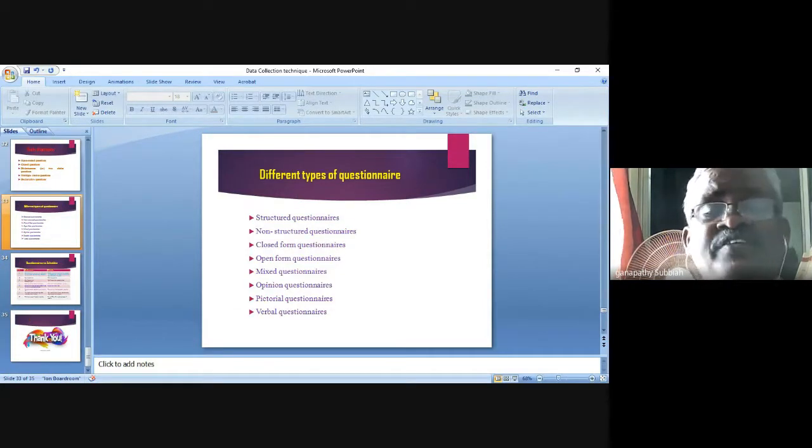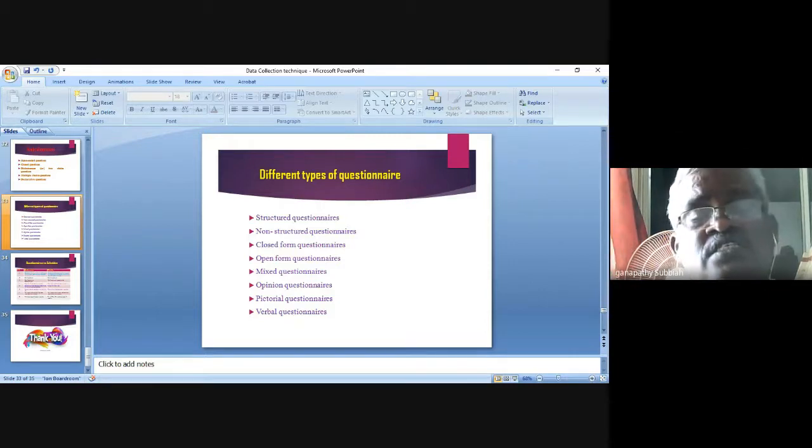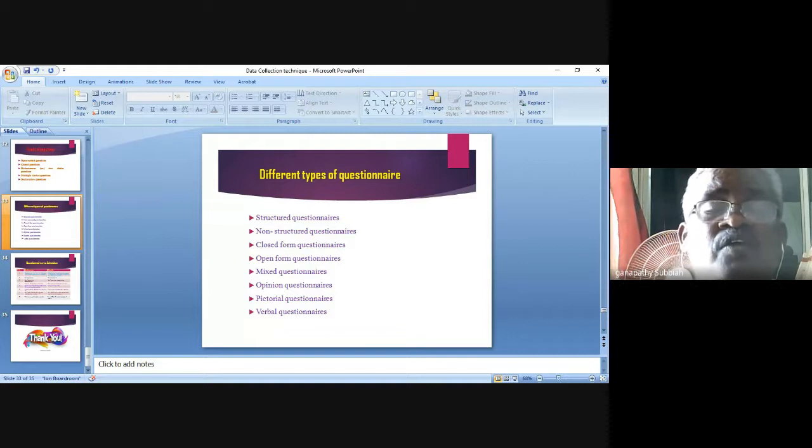The next topic is different types of questionnaires. The different types of questionnaires, in the sense that the type of questionnaire depends upon the nature of the work. The structure of questionnaires.